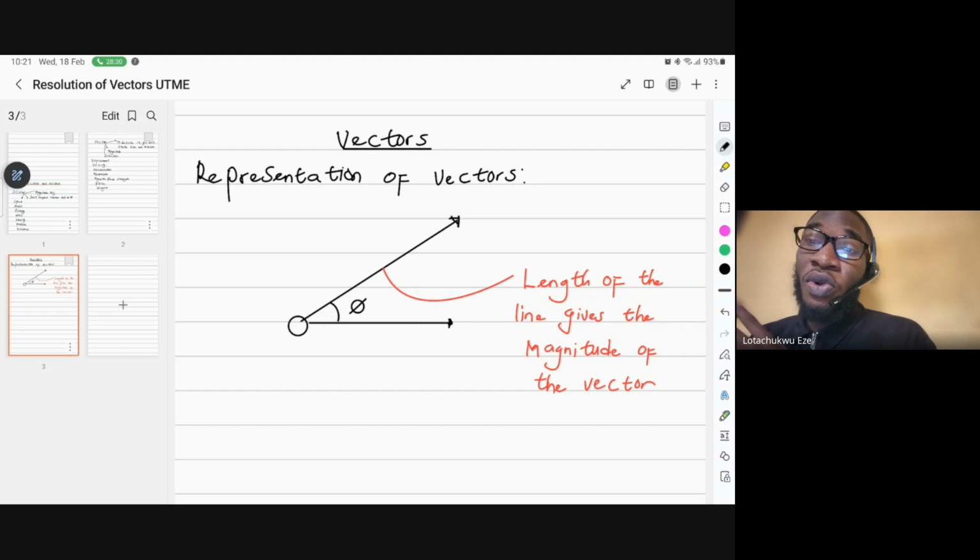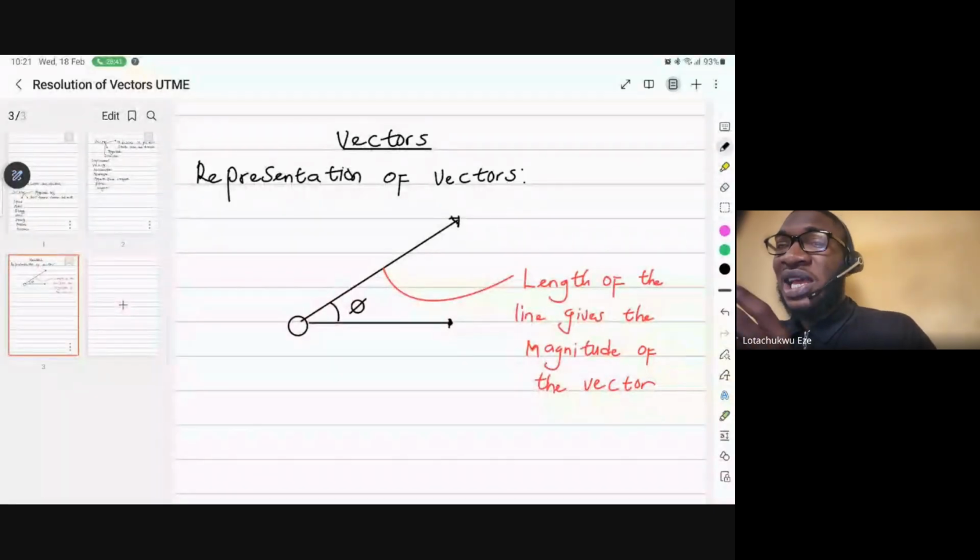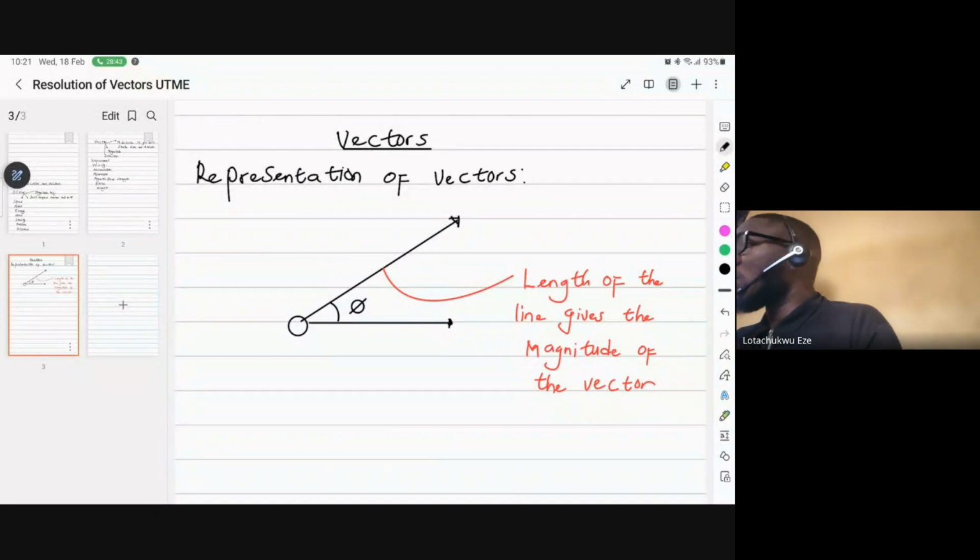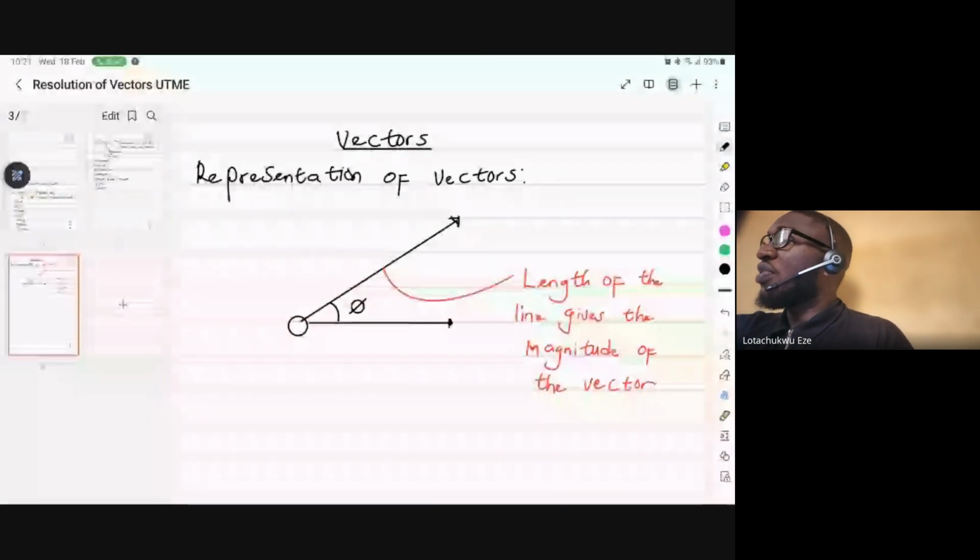But there's another key thing we want to know, which is our resultant vector. For now, just know that the length of the line will give you an insight into the magnitude of the vector. Does it make sense? So anytime you see the length of the line, that tells us this is the magnitude of the vector. Another key thing we need to talk about is your resultant vector.